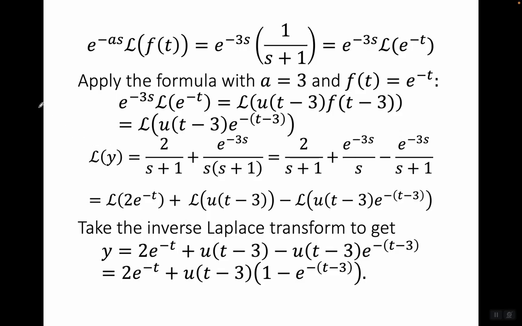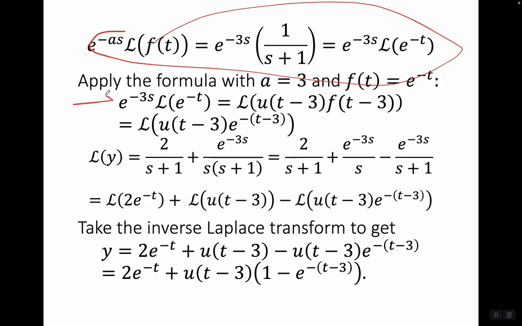Okay, we're ready to put all the pieces together. This is what we've seen from the other side. So we're going to apply the formula we've seen with a equals 3 and f of t equals e to the negative t. So e to the negative 3s times the Laplace transform of e to the negative t, based on what we've seen before, is the Laplace transform of u of t minus 3 times f of t minus 3. In other words, it's the Laplace transform of u of t minus 3 times e to the negative (t minus 3). Okay, we're almost done. We're almost there.